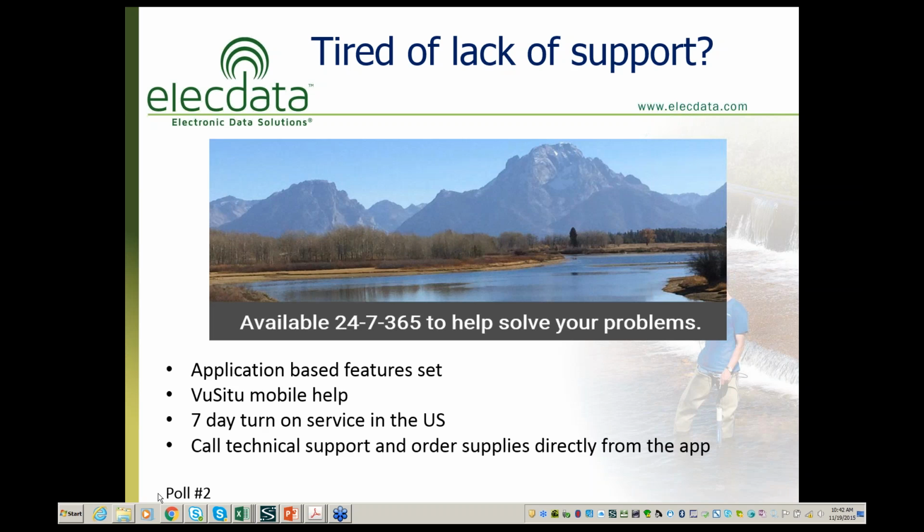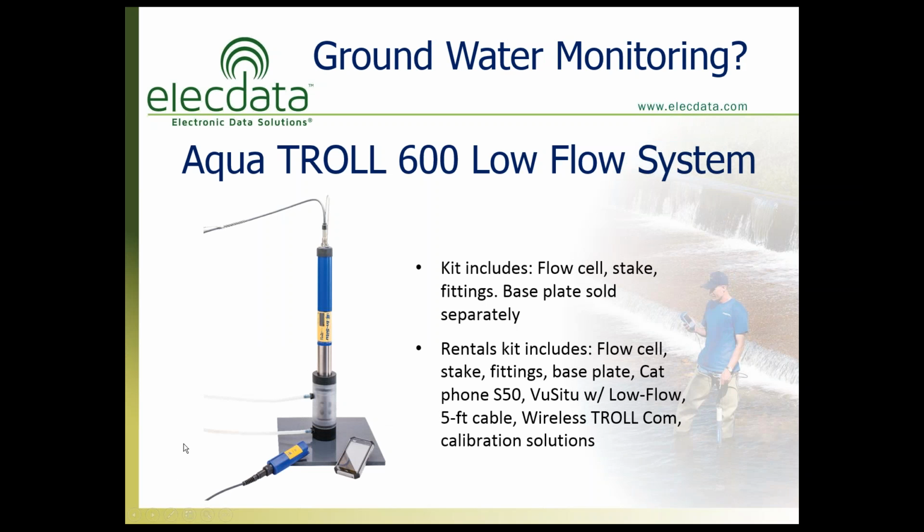Let's get this to advance again. There we go. Told you I would talk about groundwater monitoring with the AquaTroll 600 and then, to another extent, with another instrument we'll just briefly touch on in the summary. So you can get the AquaTroll 600 with a low flow system. Now it doesn't necessarily have to be a low flow system. You can basically do your purge and sampling through this flow cell as well.